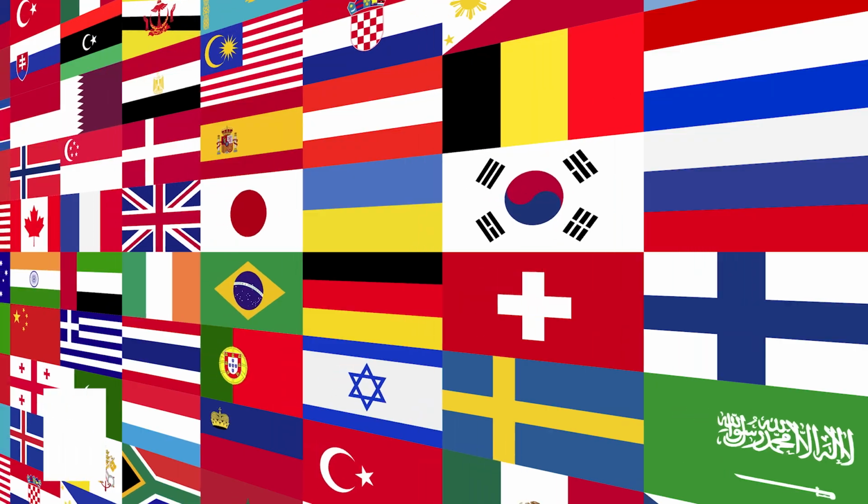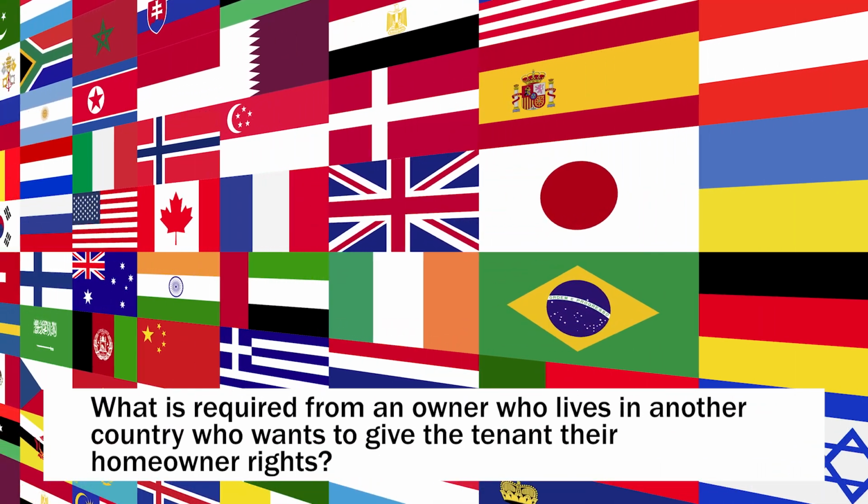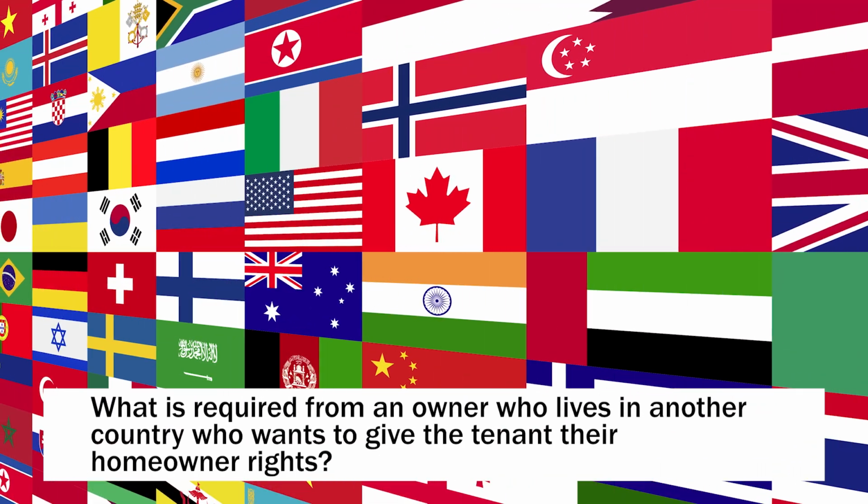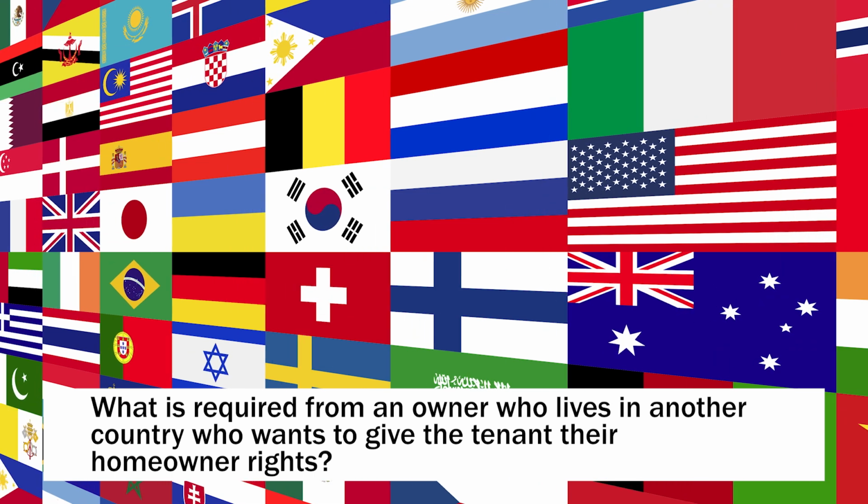Okay, next question, number 6. What is required from an owner who lives in another country who wants to give the tenant their homeowner rights? So the owner should fill out a designated agent form and make the tenant their designated agent in writing for the association.